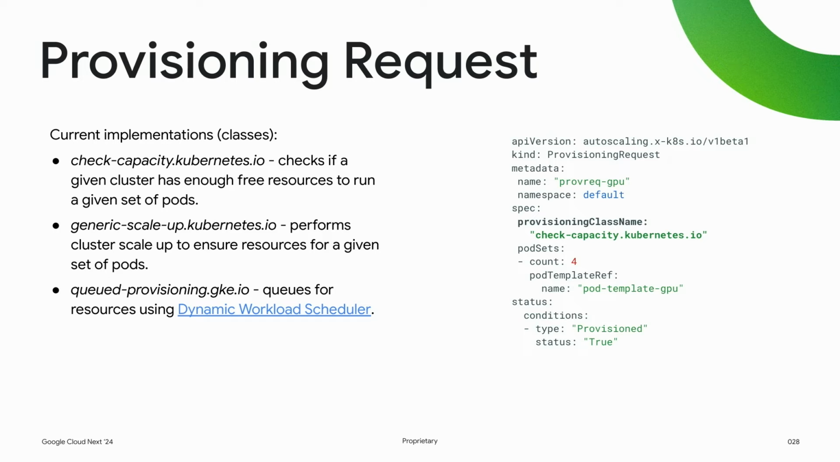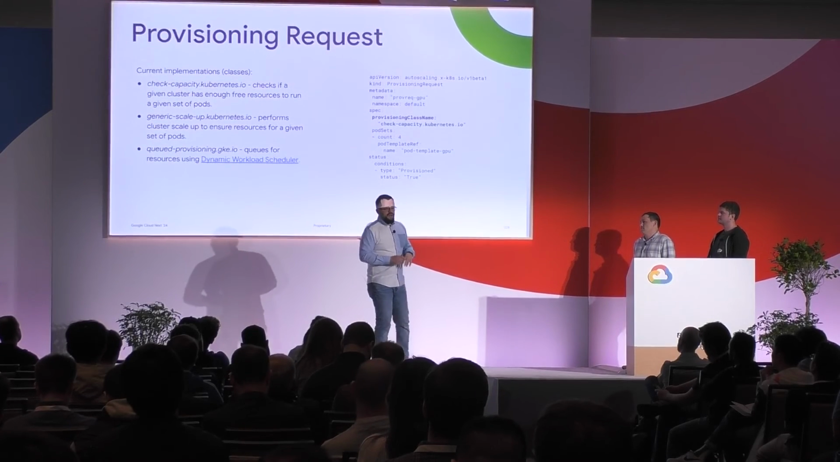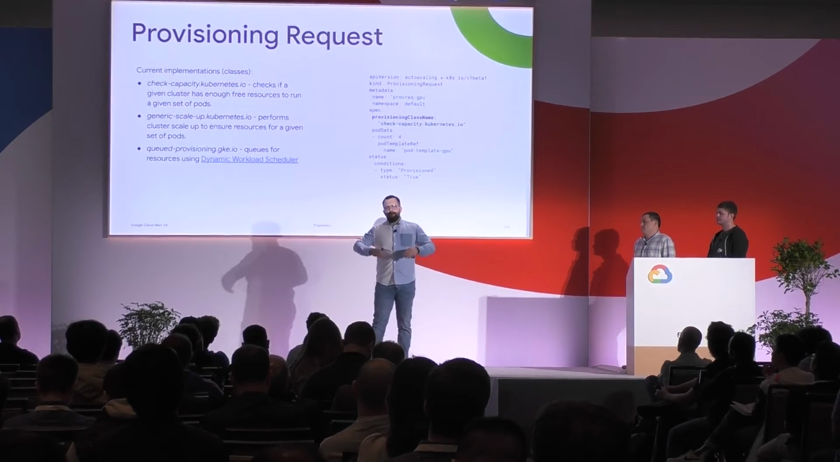Then the second mode is meant more for cloud use cases, where cluster autoscaler will check, does it have the capacity? And if it doesn't, it will resize the cluster so that you actually do have the capacity for it. And again, that's a very generic scale up of the cluster.